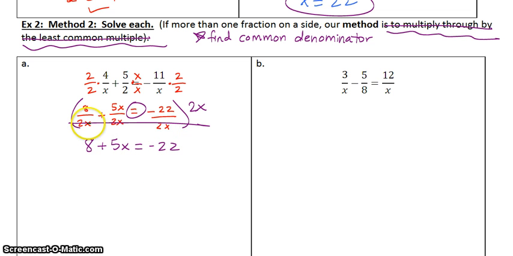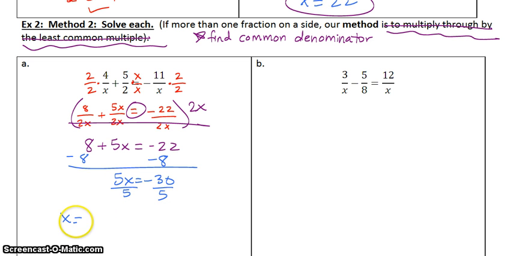So shortcut: as soon as you get all the bottoms the same, they all cancel, and you just have the tops to solve. And now it's an easy equation. Subtract 8 from both sides. I get 5x equals negative 30. Divide by 5 and x equals negative 6.